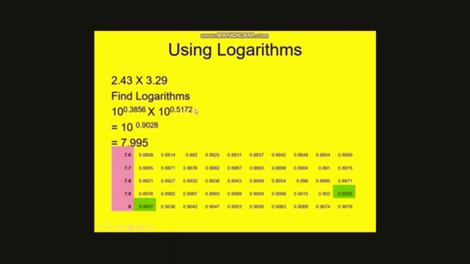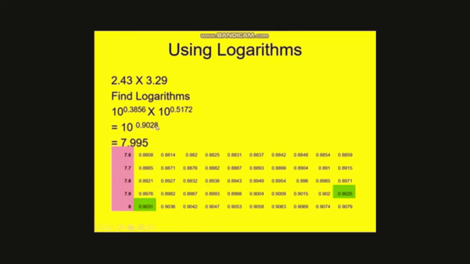Now we've just learnt that when you're doing a multiplication and the base numbers are the same, you can add the index numbers. So adding these numbers is much easier than multiplying these numbers. So if we add 0.3856 to 0.5172, we get 0.9028. So 10 to the power of 0.9028. So now I've got to work out what the answer to 10 to the power of 0.9028 is.